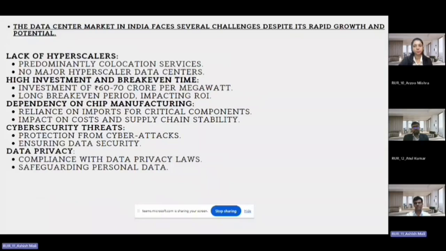Cyber security threats: protection from cyber attacks, ensuring data security. And lastly, data privacy: compliance with data privacy laws, safeguarding personal data.